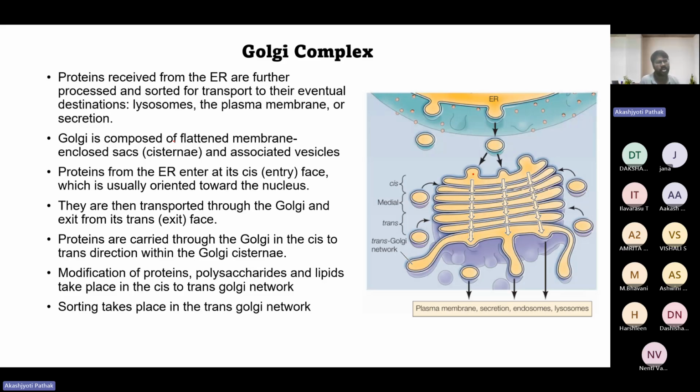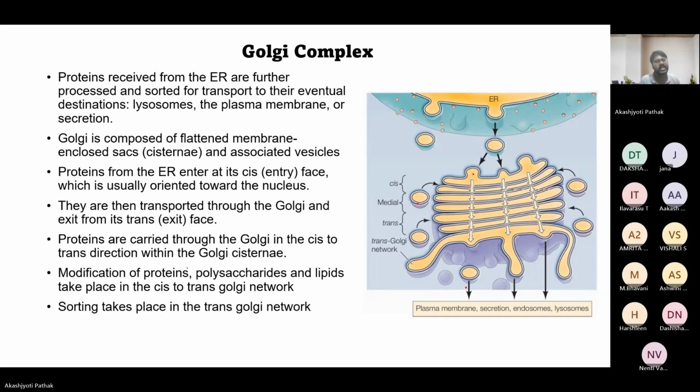So this sorting is done by the Golgi complex, which is composed of flattened membrane-enclosed sacs called cisternae, and these cisternae are associated with vesicles. The proteins facing the endoplasmic reticulum are at the cis face, which is oriented towards the nucleus. They are then transported through the Golgi and exit from its trans face. The proteins are carried through the Golgi in the cis to trans direction, from the cis to the medial. These vesicles are actually budded off. A part of the membrane of the Golgi complex buds off, forms these vesicles, and then they go and fuse to the other part of the Golgi complex, the median Golgi complex, and in this way the transport takes place.